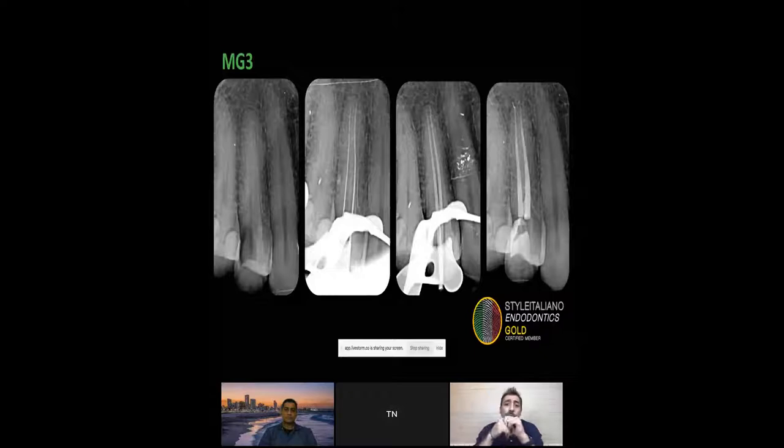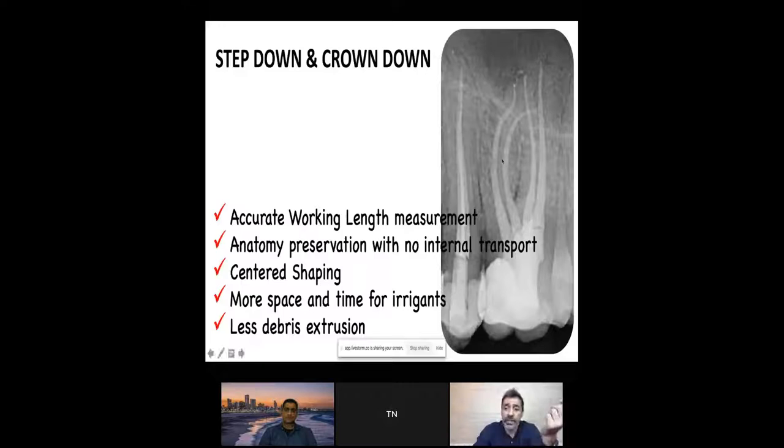But when we are talking about extreme curvatures, I like to show this case because in the same mesiobuccal root, I have an extreme continuous curvature and an S-shaped curvature. In these cases, you cannot manage them without removing this coronal triangle. Removing the coronal interference will help us get the accurate working length.